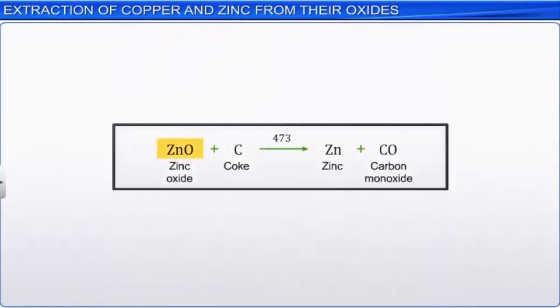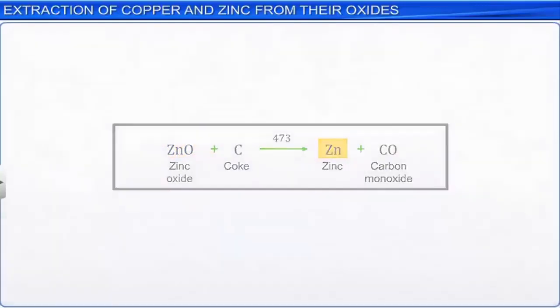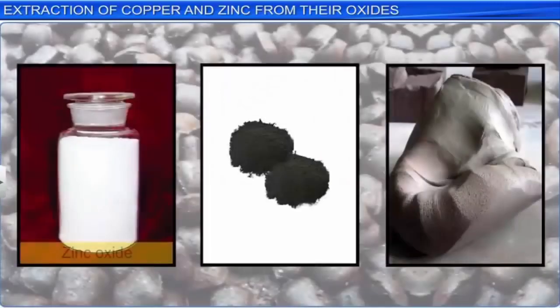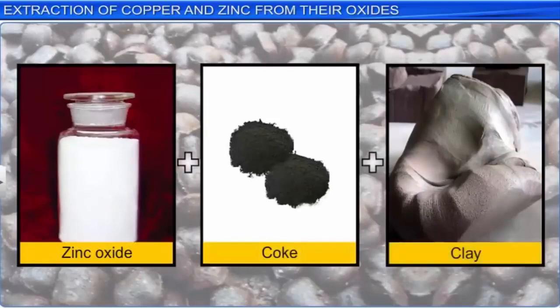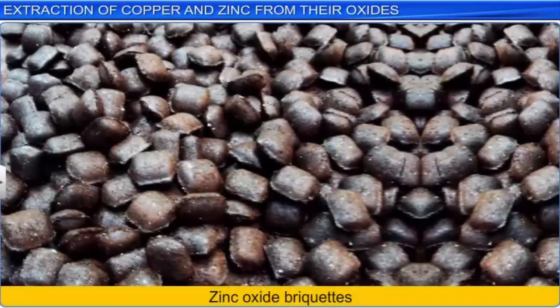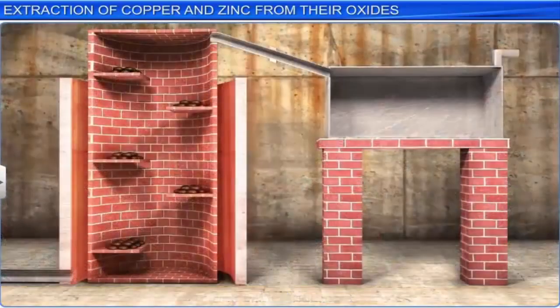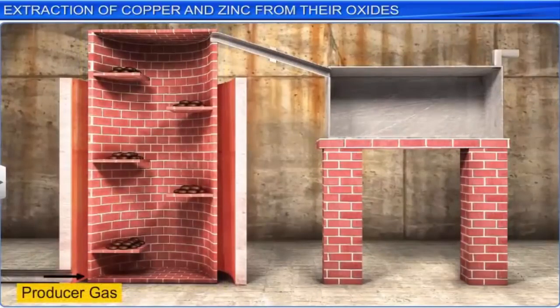The zinc oxide obtained after roasting or calcination is reduced to zinc in vertical retorts. In practice, zinc oxide is powdered, mixed with coke and clay, and then made into small briquettes. The briquettes are placed in vertical retorts that are lined internally with clay bricks. Producer gas is used as the fuel to heat the charge.